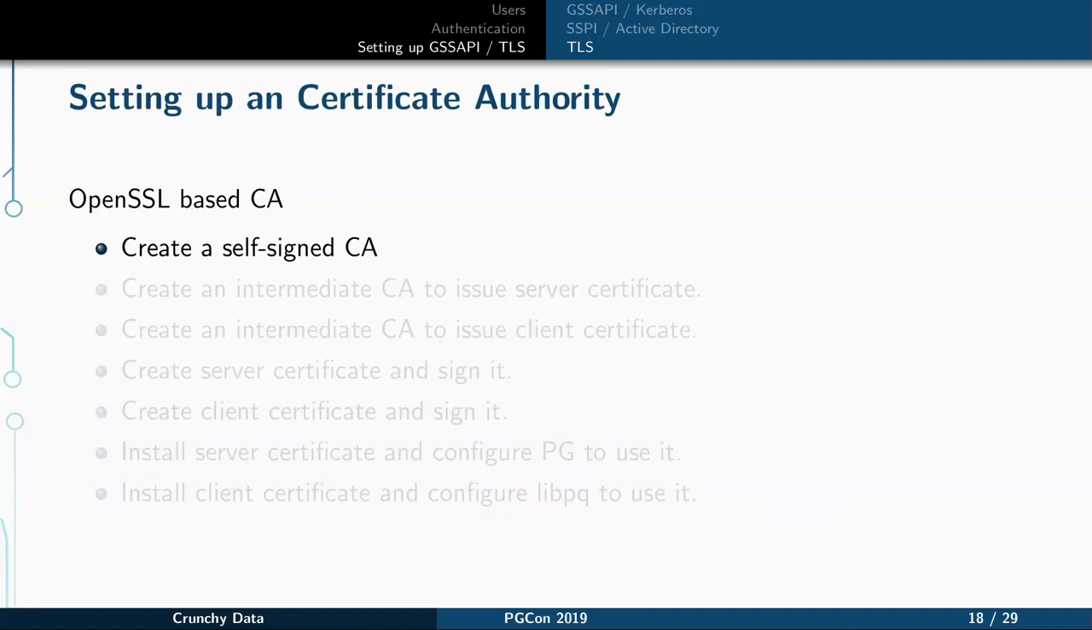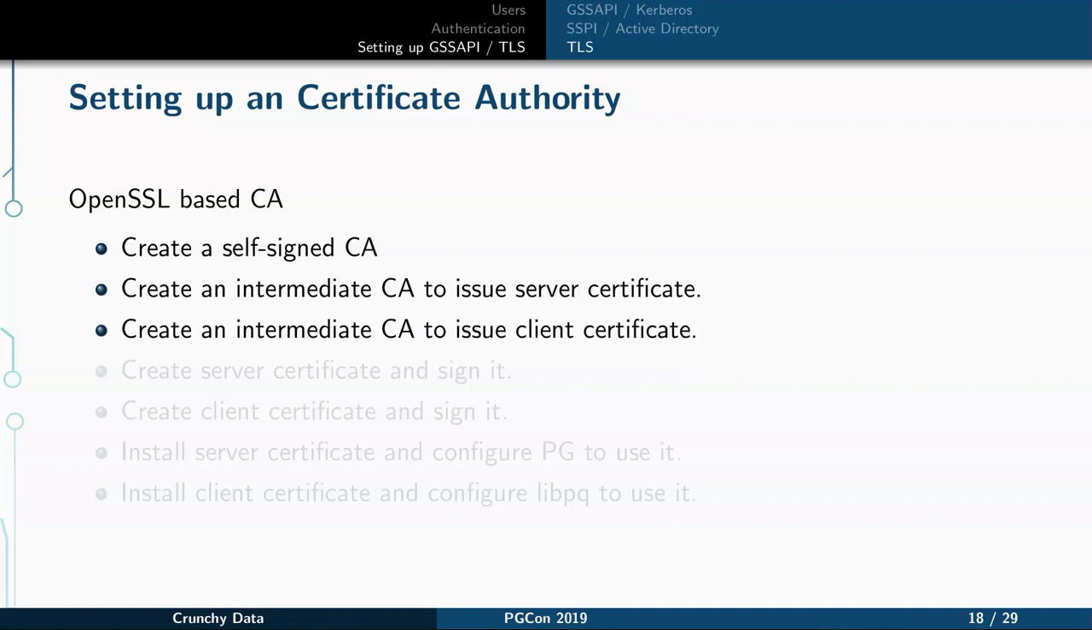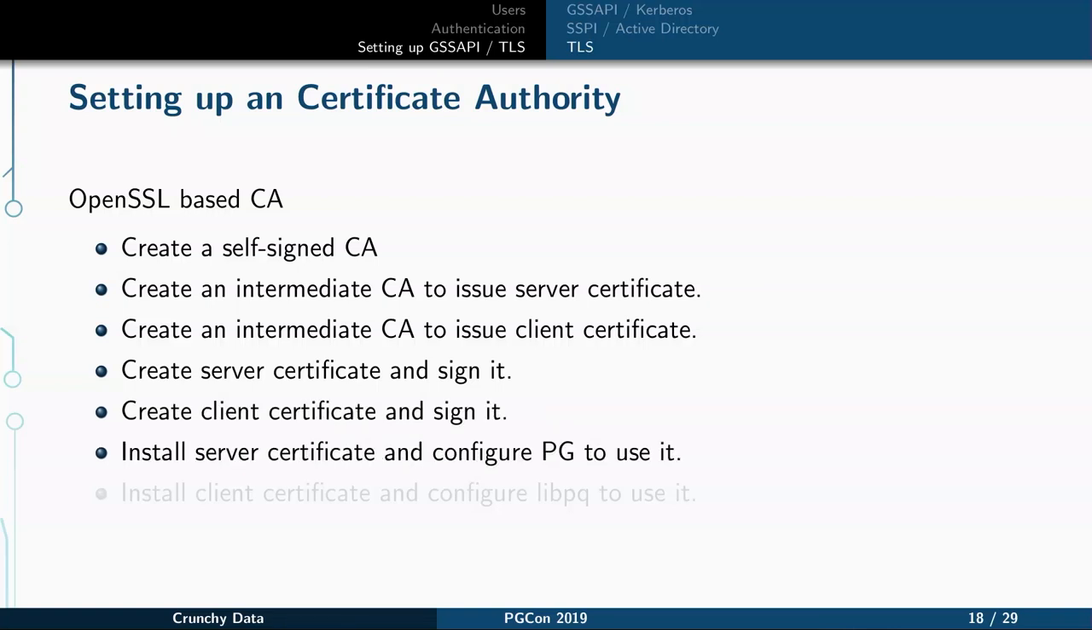So what are we going to do? We're going to set up a certificate authority by creating a self-signed CA. We're going to create an intermediate CA to issue the server certificate, and another intermediate CA to issue the client's certificate. Then we're going to create a server cert and a client cert, and sign them. And then we're going to install the server certificate and configure Postgres to use it, and install the client certificate and configure libpq to use it, notionally through psql, of course, because that's easy.